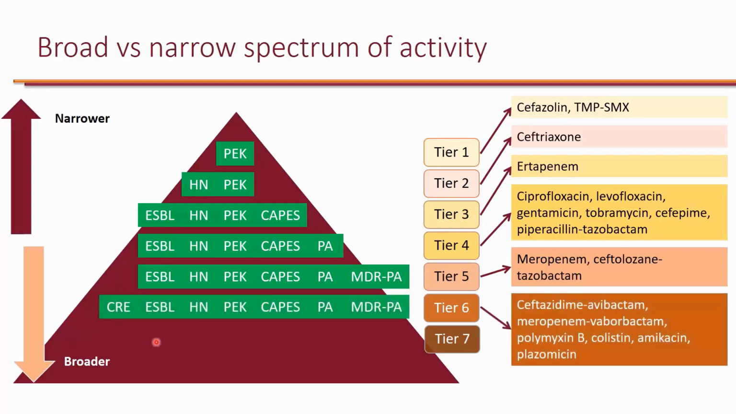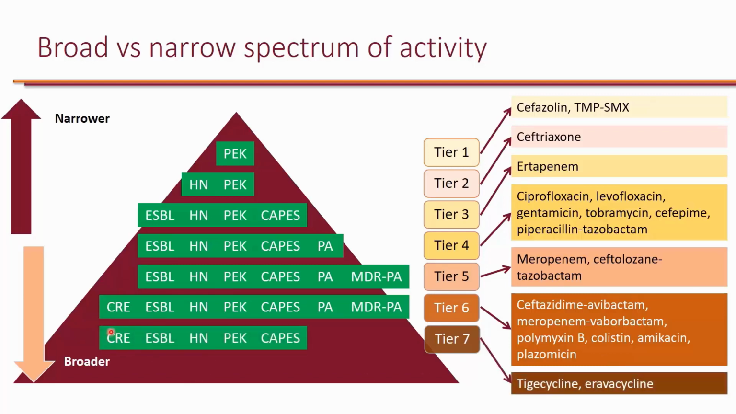And then now we get to the broadest tier, which is the antibiotics that actually cover CRE. So because CRE is one of the most resistant organisms, we should reserve these for CRE. So ceftazidime-avibactam, meropenem-vaborbactam, polymyxin B, colistin, amikacin, and plazomicin, they all have good activity against CRE, and they should be reserved. And then I also added a tier 7, which is also active against CRE, and we have tigecycline and eravacycline.